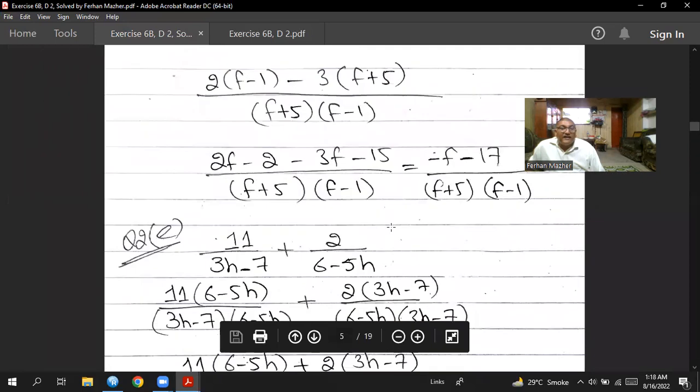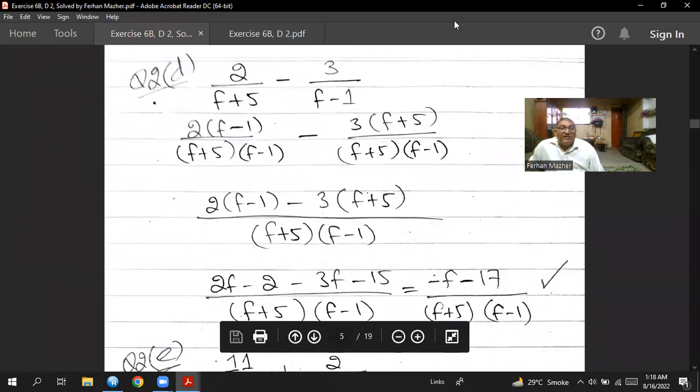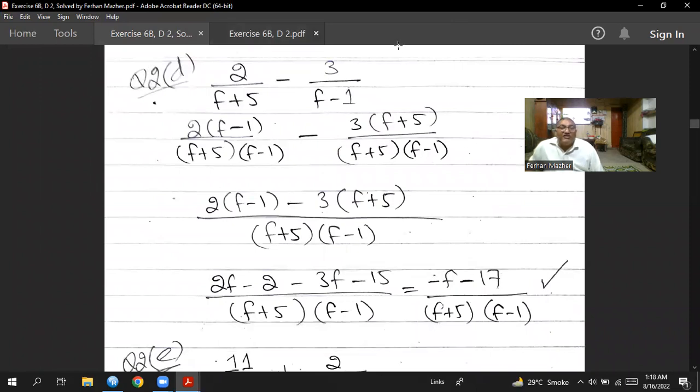So let me reduce the size a little bit so you can see the whole question. So the whole question, 2D part, is showing up on your screen. You can pause the video, take your time.